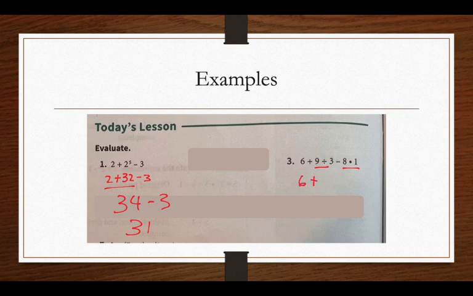plus 3. What is negative 8 times 1? 8. No, that's minus. It's a minus 8. Negative 8. Okay. All right. So then what do I do next? 6 plus 3, which is 9. Minus 8, which is 1. 9 minus 8, which is 1.